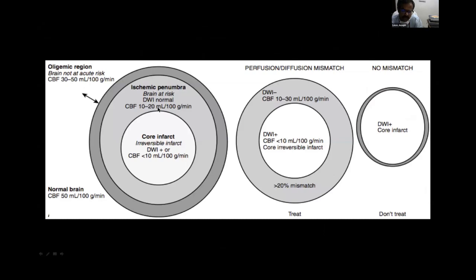After a major vessel occlusion, large vessel occlusion, there is a central core which is irreversibly dead. Diffusion will show restriction. Here the cerebral blood flow is less than 10 ml per 100 gram. But this absolute CBF value is very difficult to use. So modern softwares mostly do rCBF, that is relative CBF, compared to the normal brain on the other side. If there is less than 30% blood flow, that region is taken as core. Surrounded by it is an ischemic penumbra. This is a schematic diagram.